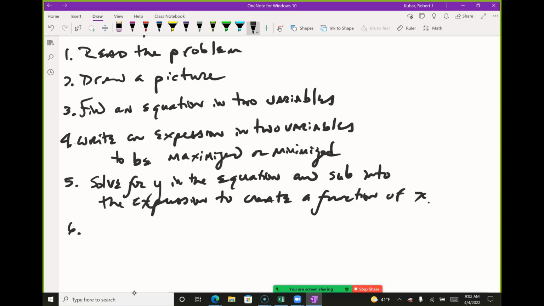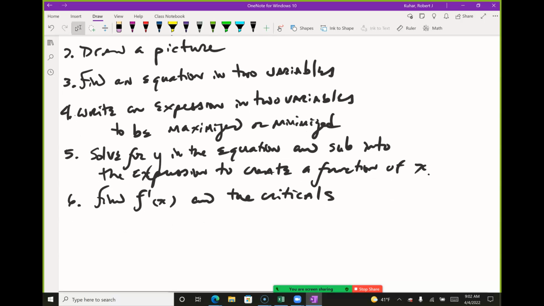So 6, find f prime of x and the criticals. I'll just say C, right? It might be a couple of them, but usually it's one. In most of these problems, it's one critical value.